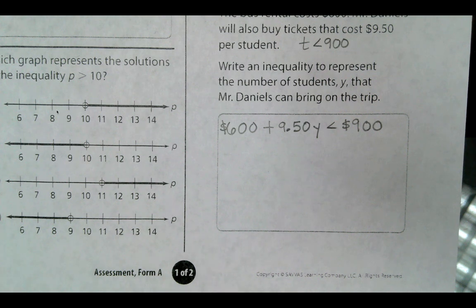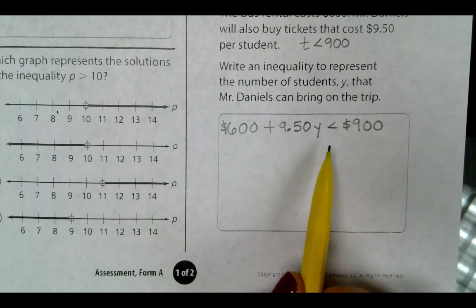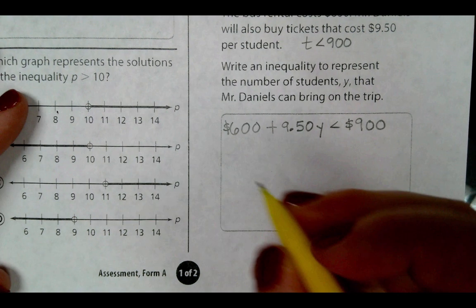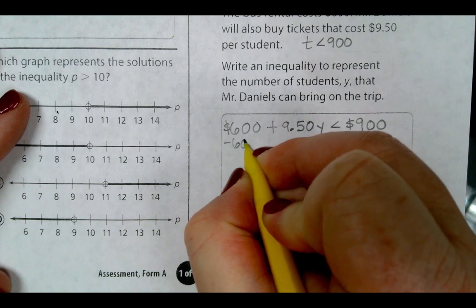So now, guys, when we talked about inequalities, we treat this inequality symbol like an equal symbol, like we're balancing the equation, right? Yeah. Okay. So what can I do to start isolating my variable y? What can I get rid of first? The 600? I can subtract my constant, my cost of the bus.